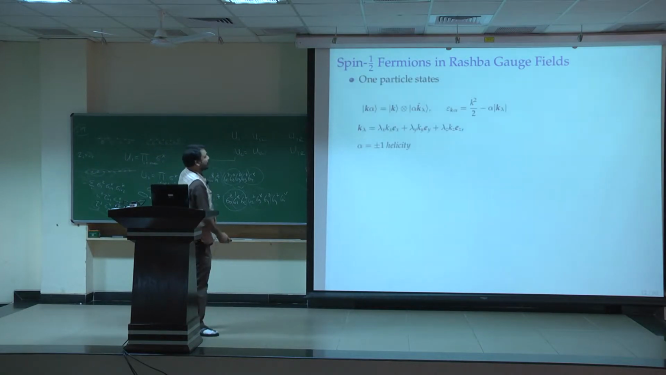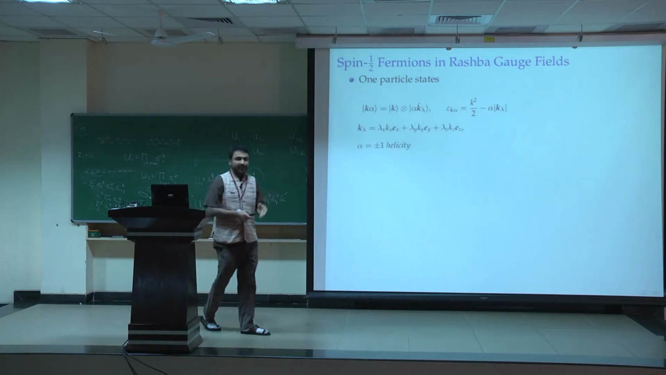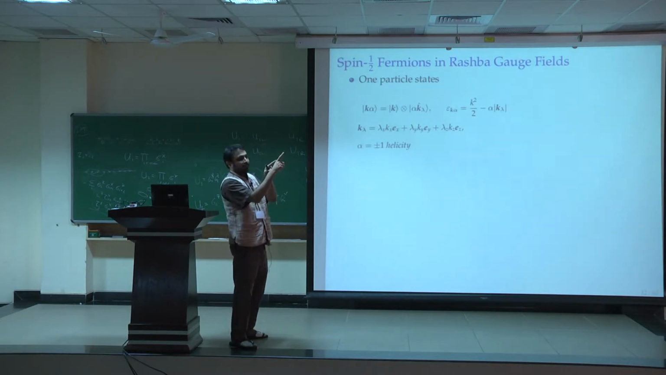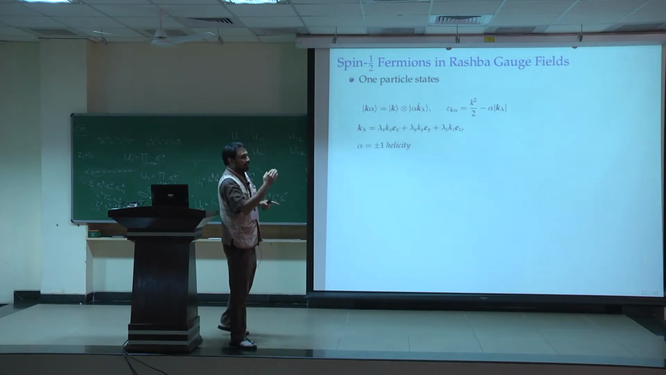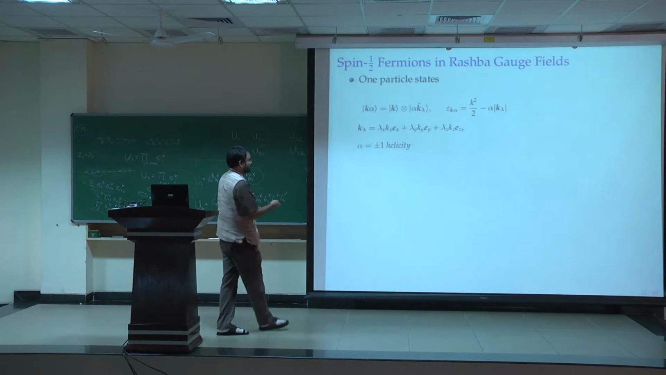Okay. All right, so let's just discuss one-particle states. What happens in this generalized spin-orbit coupled system is that the spin-orbit coupling can be viewed as a momentum-dependent magnetic field. So the spin of the particle gets locked to its momentum, and you get two families of one-particle states labeled by their helicities, right?